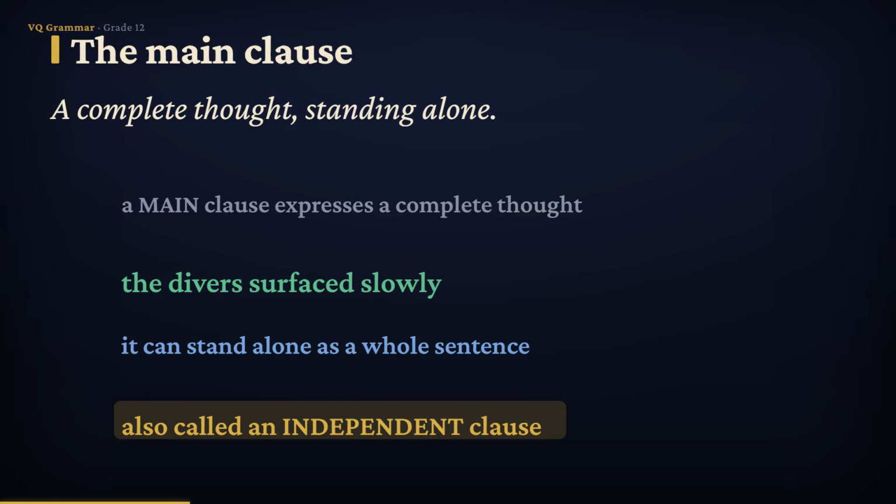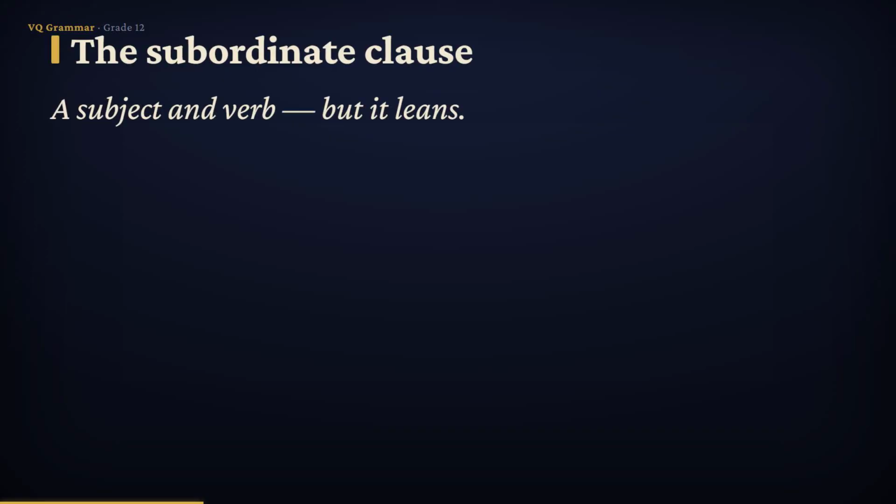That word independent is the key. It doesn't need anything else to lean on. It stands up straight, all by itself. Now the second kind, the subordinate clause. Here's the twist that trips people up. A subordinate clause also has a subject and a verb. Watch what happens when I add one word to our sentence.